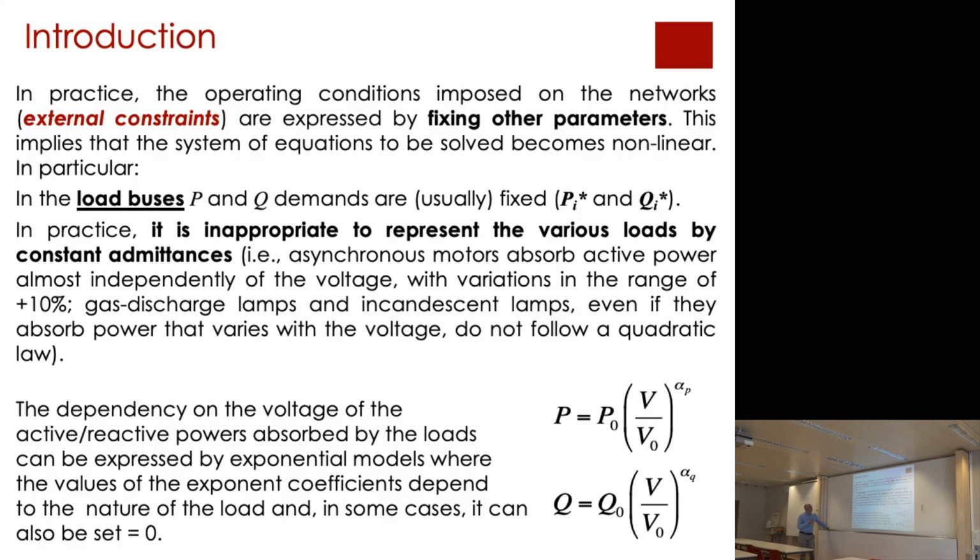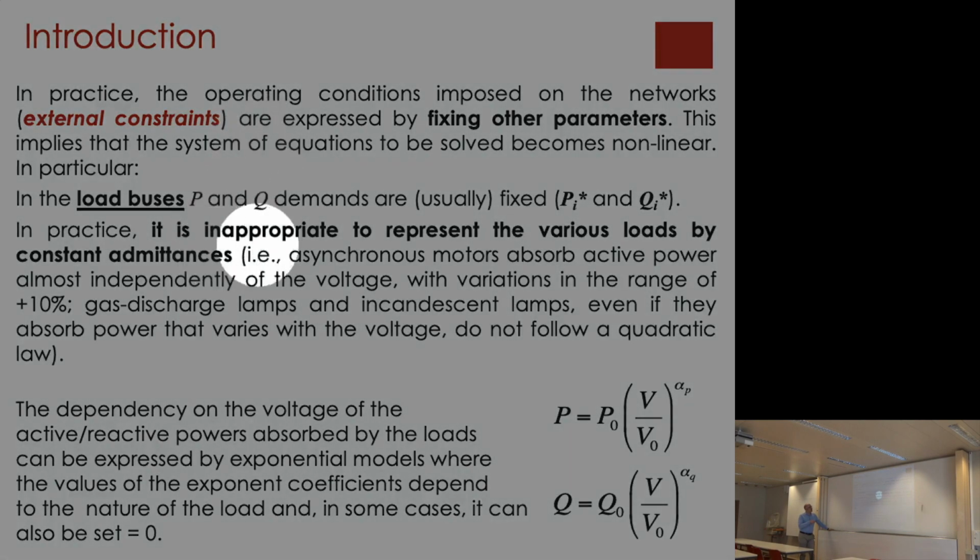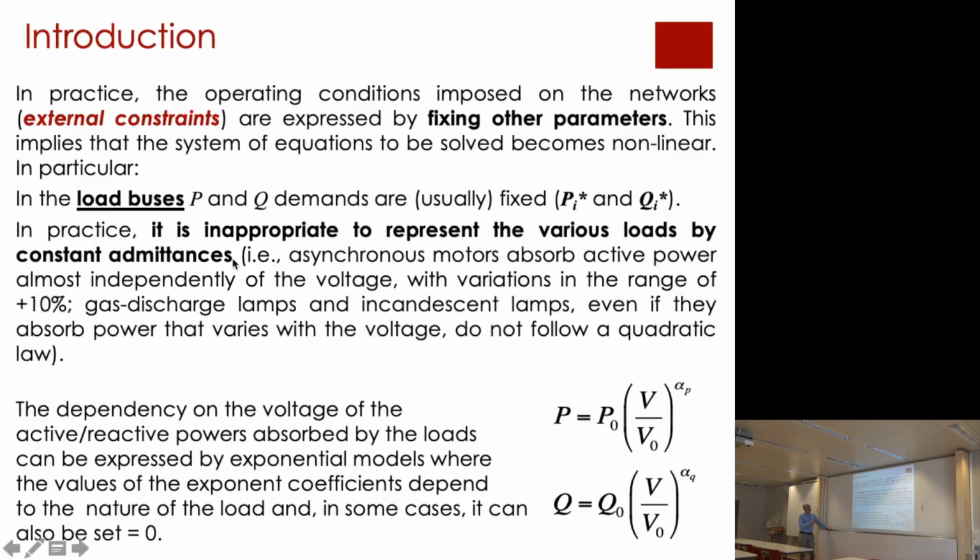Now, in practice, it is quite inappropriate to represent the loads by constant admittances or constant power absorptions. So normally, when you're fixing the powers, you have to unlock the voltages because you are fixing two quantities in the node, okay? Because if you also fix the voltage, you are also fixing the current. So you can fix only two variables in a load. So you typically fix active and reactive power. Now, if you fix the active and reactive power, the voltage will be a result of your computation.